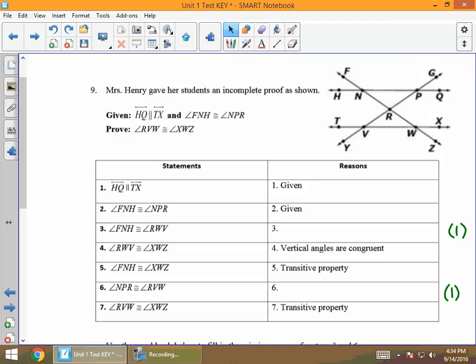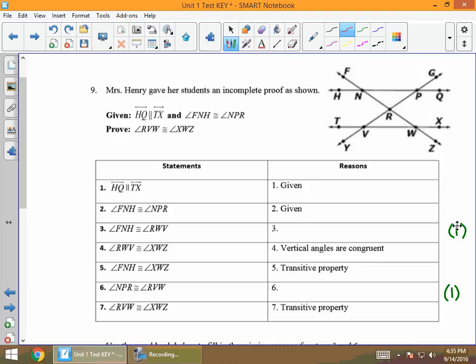And the nice thing is we have a word bank to choose from at the bottom, and it just says that Mrs. Henry gave her students an incomplete proof as shown. And it has the given, what has been given, and what we need to prove. And it takes us through the 7 steps used to prove this. And you'll notice that the first thing she writes in step 1, and actually line 1 and 2, is list all the given. And we always talk about that. Make sure you list all the given information first.